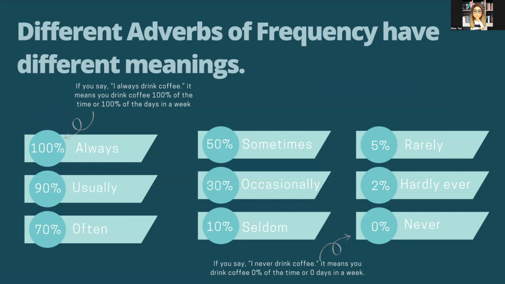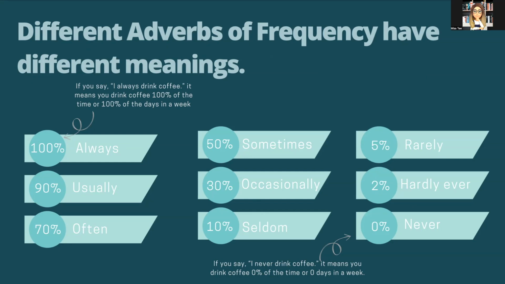Usually is 90%. So maybe there's one day that you are not drinking coffee. Maybe you don't like to drink coffee on Sundays. Maybe you like to sleep in instead. When you wake up, it's too late for coffee. But all other 6 days you drink coffee, then that's 6 out of 7 days in a week. Usually that's like 90% of the time.